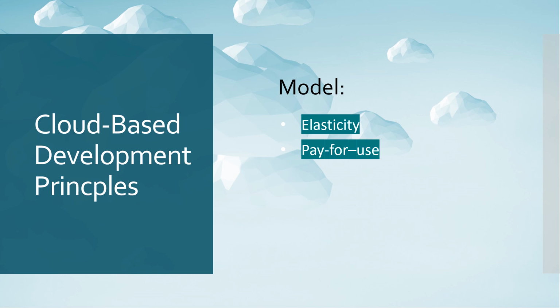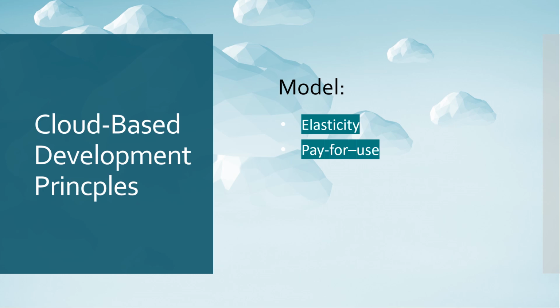Economically, cloud-based development principles like elasticity and pay-for-use models are essential concepts in modern software development. Elasticity refers to the ability of a cloud system to dynamically adjust the resources allocated to an application based on the current demand. This means that the system can scale up or down to meet the changing needs of the application.